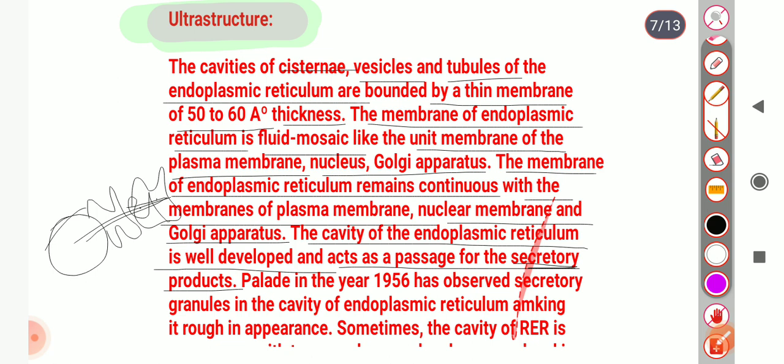Palade in the year 1956 observed secretory granules. I study about it. Ribosomes in the cavity of the endoplasmic reticulum make it rough in appearance because ribosomes are present in the membrane of the endoplasmic reticulum. So it forms a rough appearance.